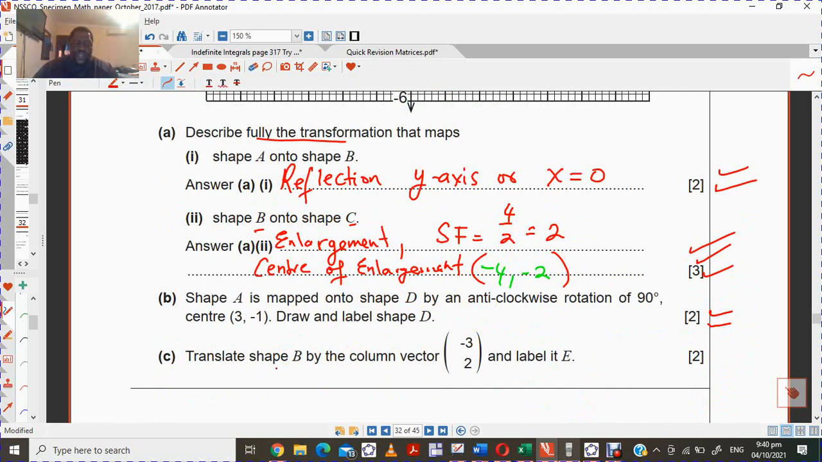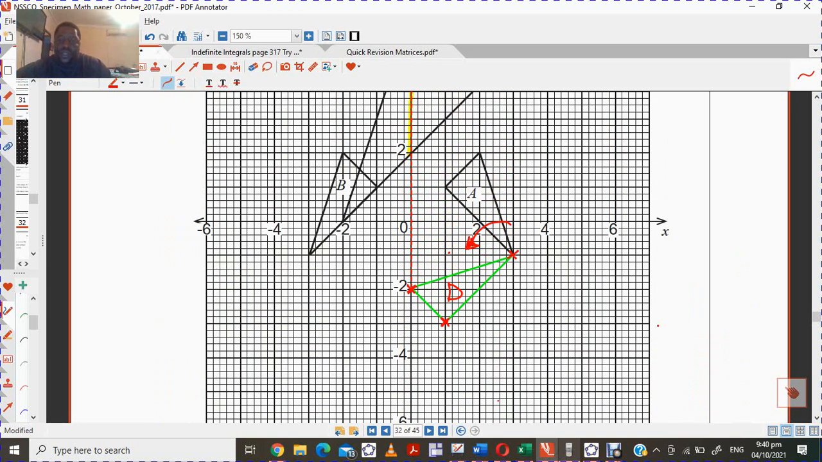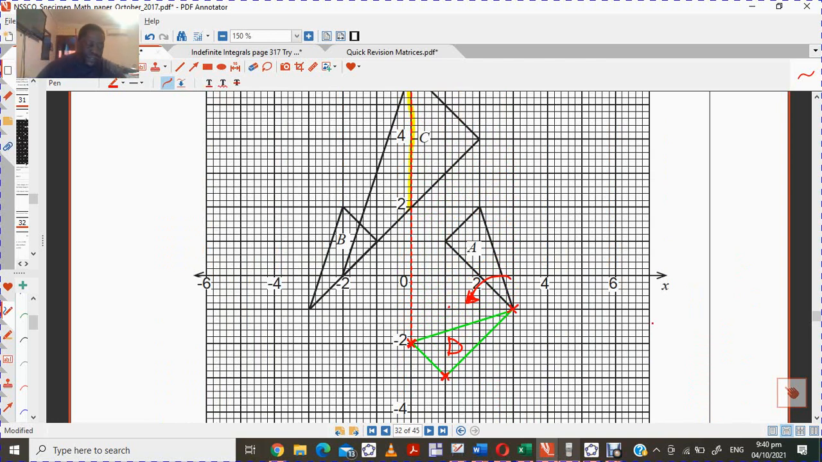They want you to translate shape B by the column vector -3, 2 and label it E. So each point is going to move with that. If I take this point, -3 will be 1, 2, 3, and then 2 up, 1, 2. That's going to be there. If I take this point, it's 1, 2, 3, and then 2 up, 1, 2. It's going to be here.